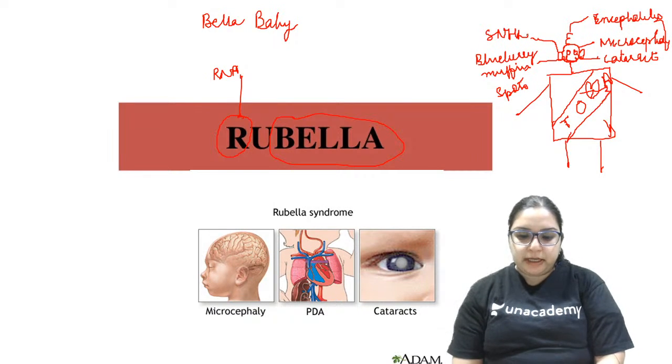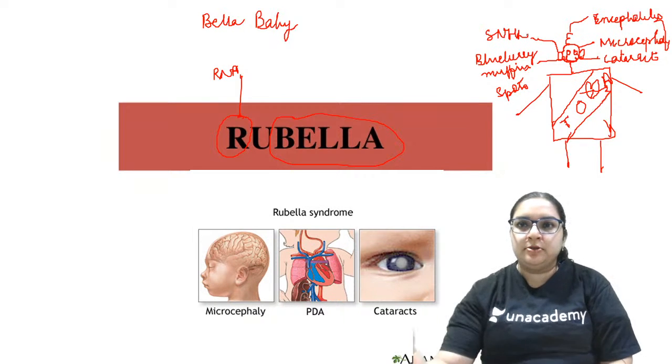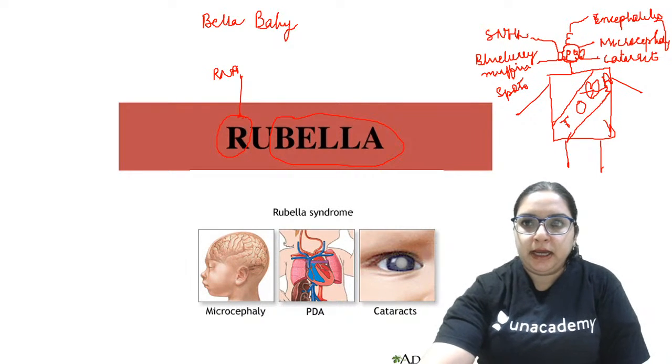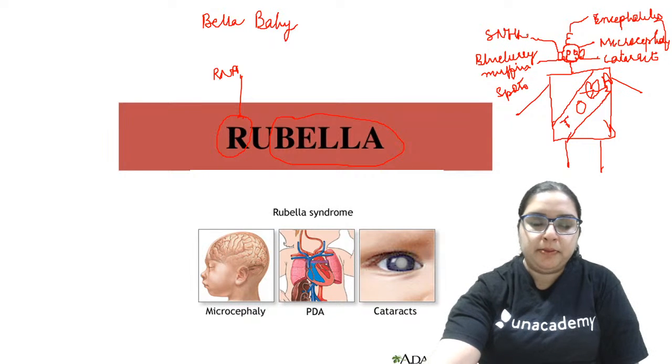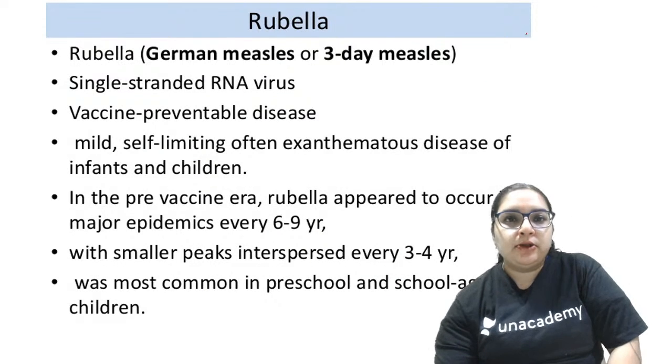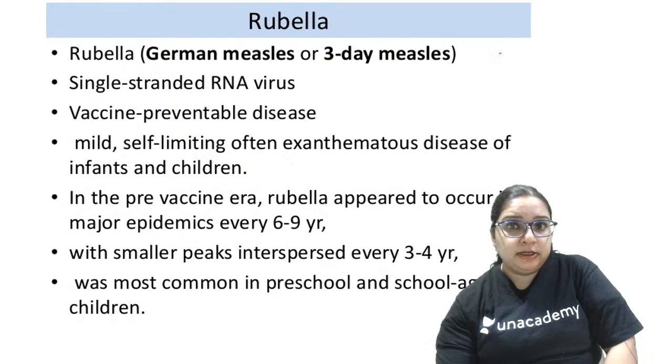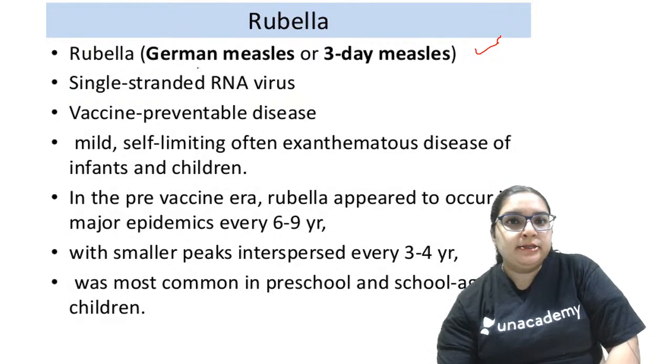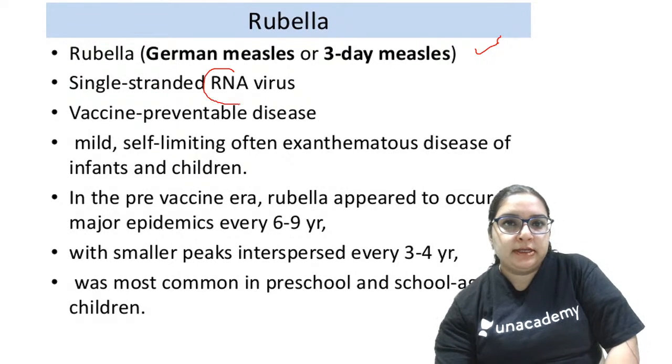We'll be talking about congenital rubella syndrome. This is just a small beginning mnemonic to remember things about rubella. As I told you, rubella is also called German measles or third day measles, and it is an RNA virus. We already discussed that.